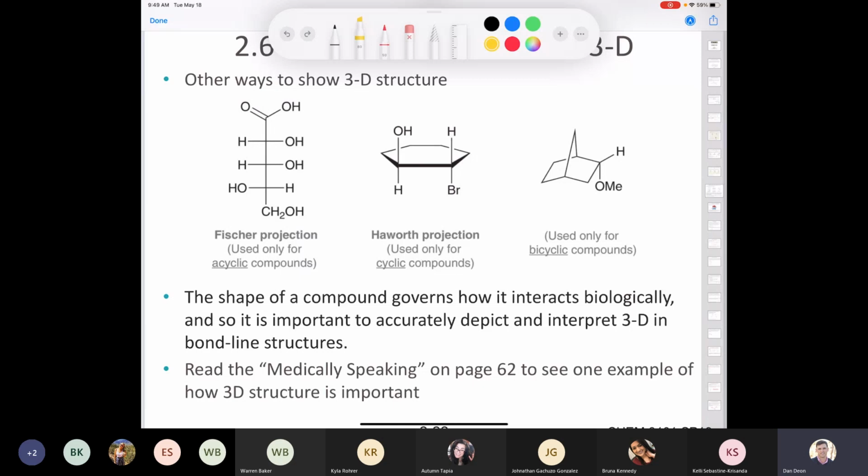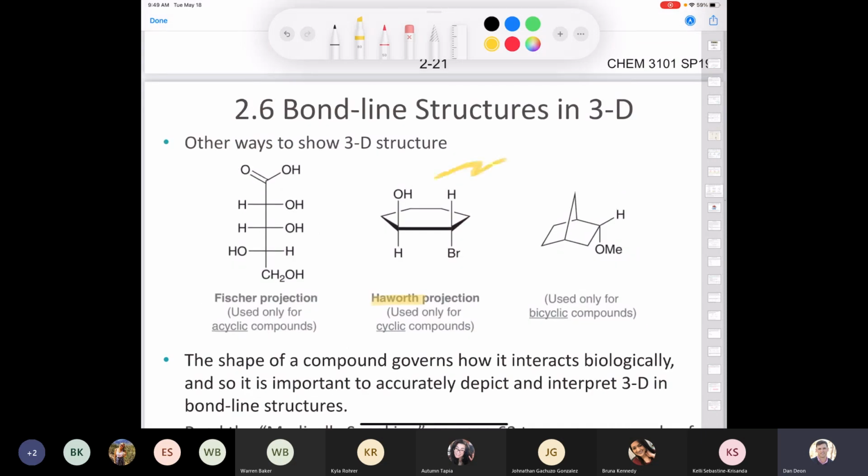The next one is a Haworth projection, sometimes pronounced a Haworth projection, depending on who's saying the word. I call it the Haworth projection. I like Haworth projections. We only use them for cyclic compounds, and it just helps you visualize which groups are above a ring and which groups are below the ring.